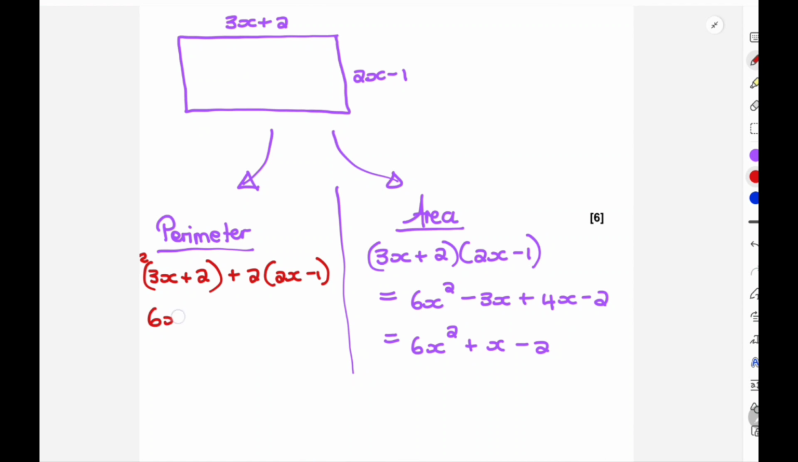So 2 times 3x is 6x plus 4. Plus 2 times 2 is 4x minus 2 times 1 is 2. So that will give you 10x. 6 plus 4 is 10. 4 minus 2 is still plus 2. Okay.